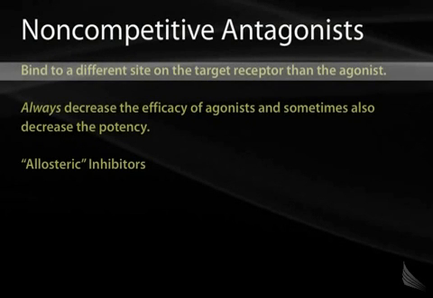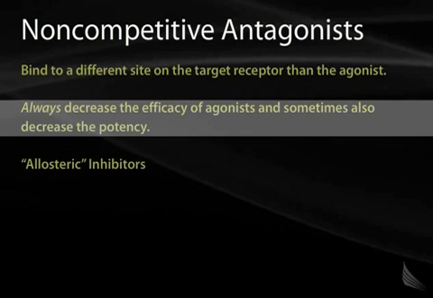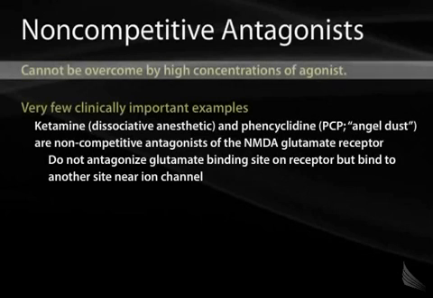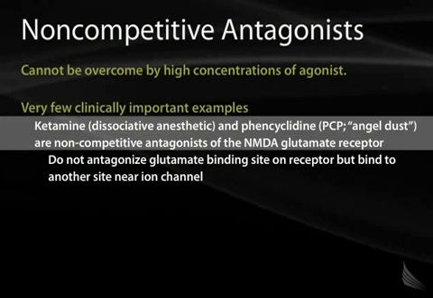Non-competitive antagonists, again, bind to a different site. These are also known as allosteric inhibitors of a receptor. Remember that these drugs always decrease efficacy of agonists, and sometimes will also decrease the potency of agonists. Because these antagonists do not bind to the same binding site as the agonists, they cannot be overcome by high concentration of agonists. There are only a few clinically important examples for this. One example is ketamine, which binds to the NMDA glutamate receptor.